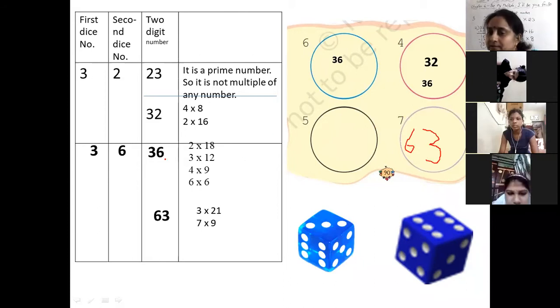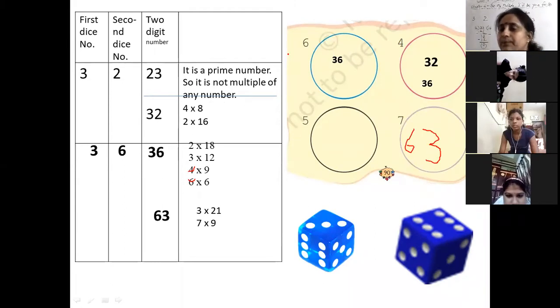Okay. So 36 is a multiple of 6 and 4. So in these two boxes we are writing 36 and 36. 36 is a multiple of 4. 36 is a multiple of 6. So in whatever circles are given here, only in those we are writing. Suppose all the circles are given, we can write 36 in all the circles. Okay? Is it clear? Yes, ma'am.